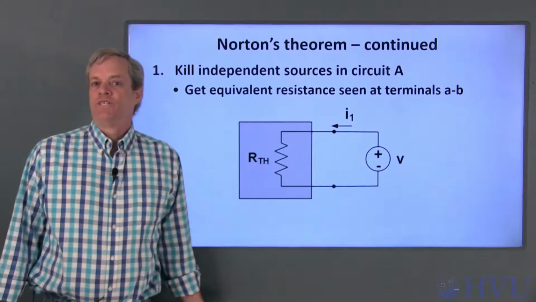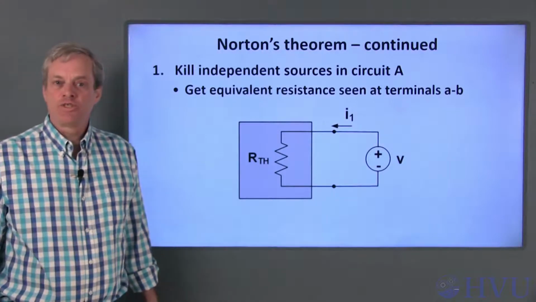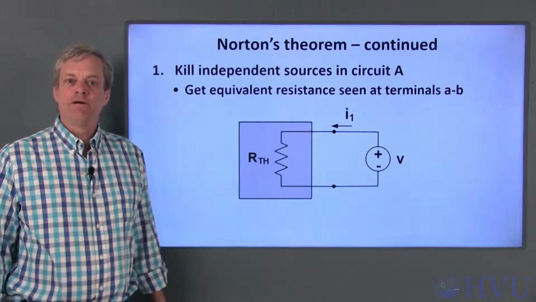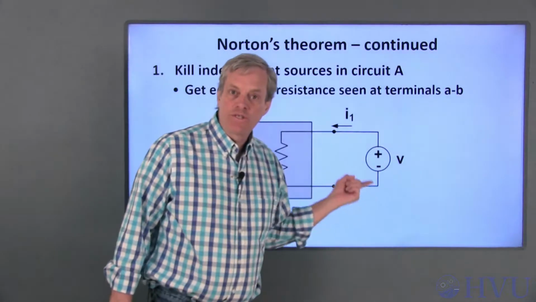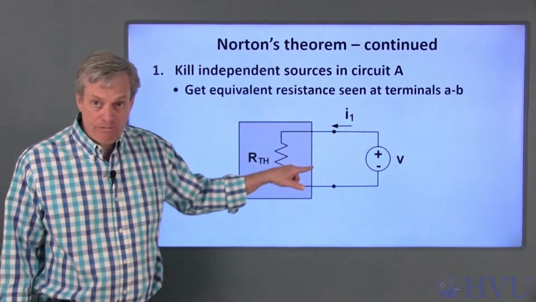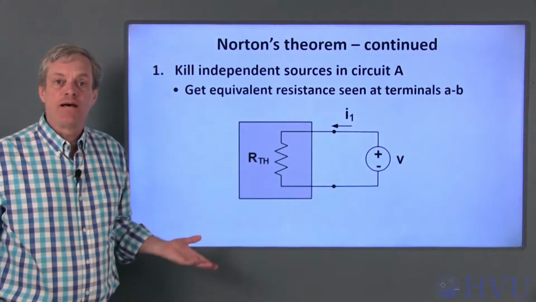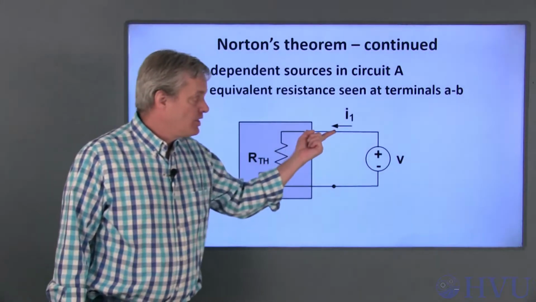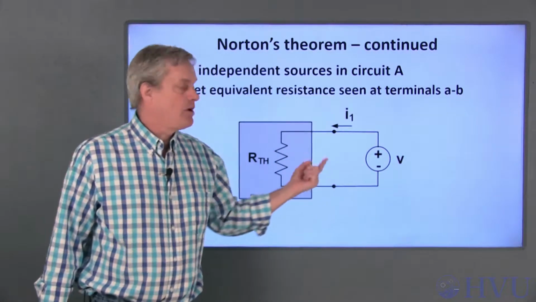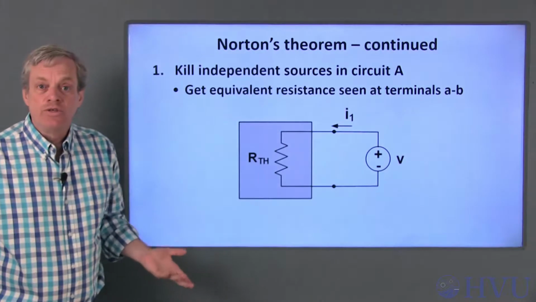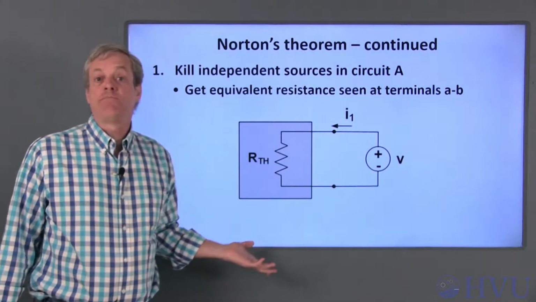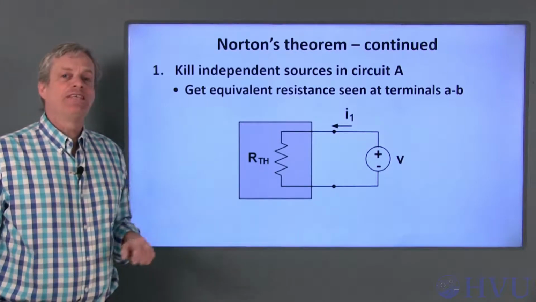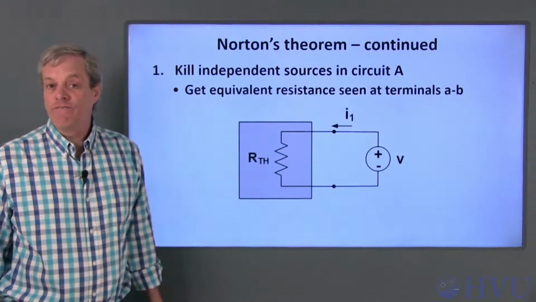Recall that in superposition we examine the effect of each source individually and then sum up the contributions from all the sources. We're now using a voltage source to find our voltage-current relationship. So our first step will be to determine the current due to that voltage source, which I'll call I1. To do this, we kill all of the sources inside circuit A, which leaves a purely resistive network. This is identical to the first step in Thevenin's theorem.